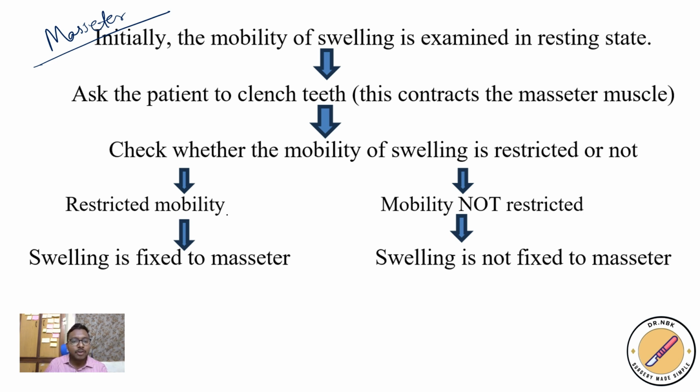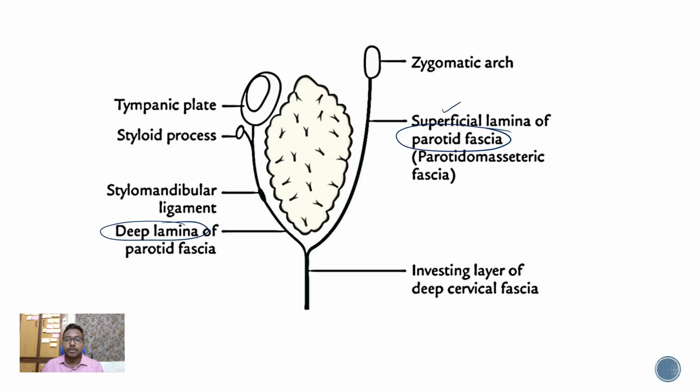Now, if there is any restricted mobility with the masseter in contraction, it means that the swelling or the tumor is fixed to the masseter muscle. Instead, if there is no change in the mobility of the swelling, if it is the same as before, it means that the swelling is not fixed to the masseter. Okay, right. Next. So this is the parotid sheath that we were talking about.